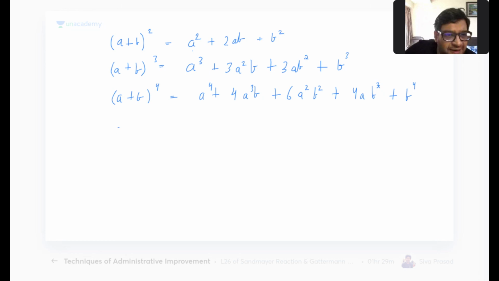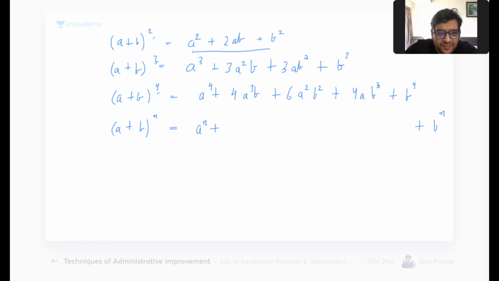Now, if you try to figure out (a plus b) to the power of n, this is where it gets interesting. You very well know that it will start with a to the power n. You also know that it will end with b to the power of n. How many terms will be there? When the power was 2, you had 3 terms. When the power was 3, you had 4 terms. When the power was 4, you had 5 terms. So this will have n plus 1 terms.